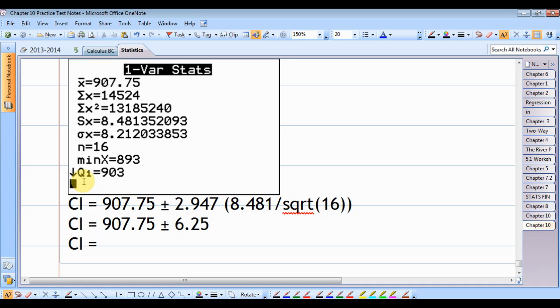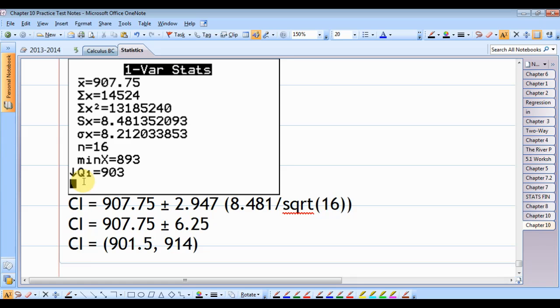is 907.75 plus or minus 6.25, so between 901.5 and 914. In other words, the actual potency could be any number between 901 and 914.